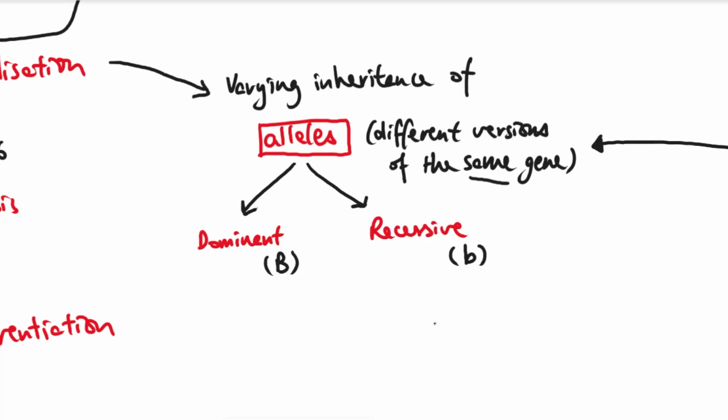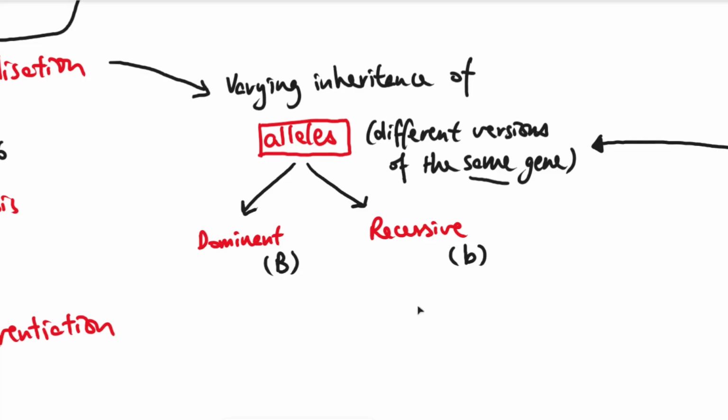A dominant allele means you only need one dominant allele for its characteristic to be shown, whereas for a recessive allele you need to inherit two recessive alleles, or two copies of the recessive allele, in order for the recessive characteristic to be shown.